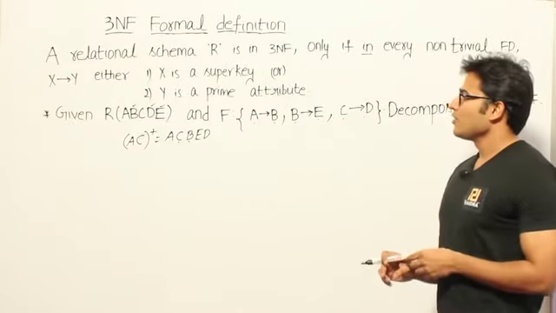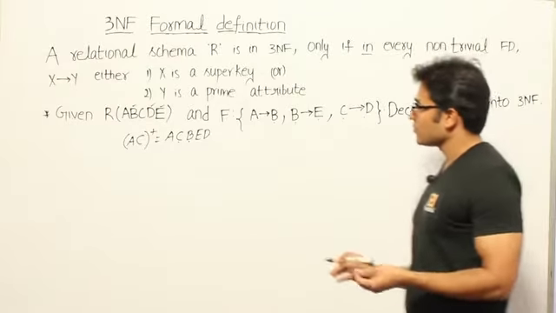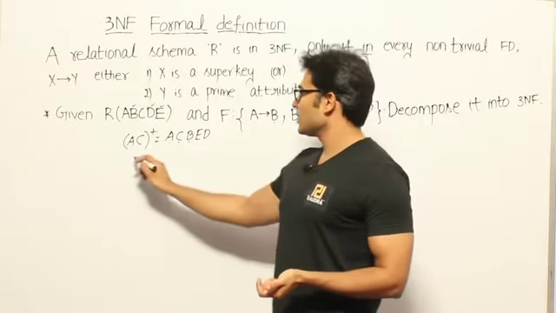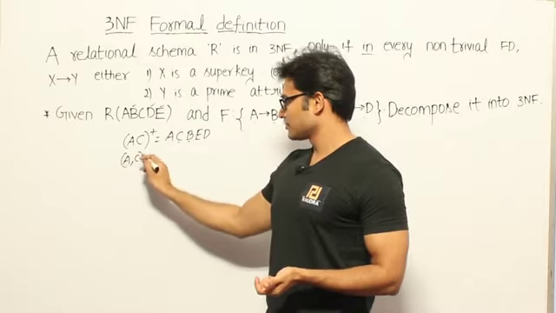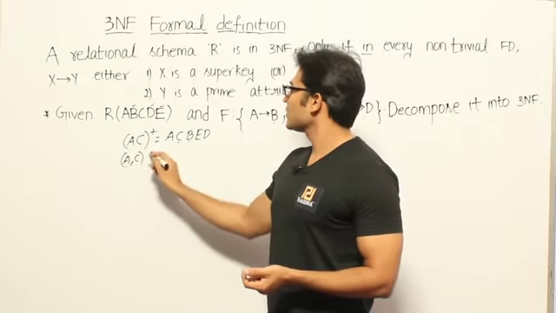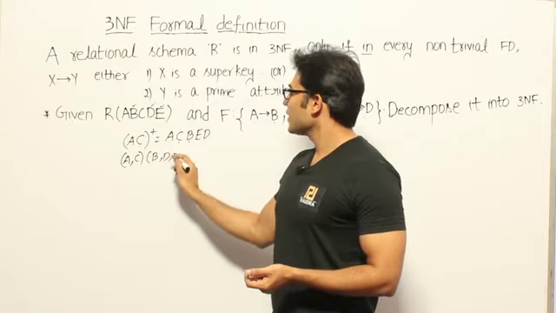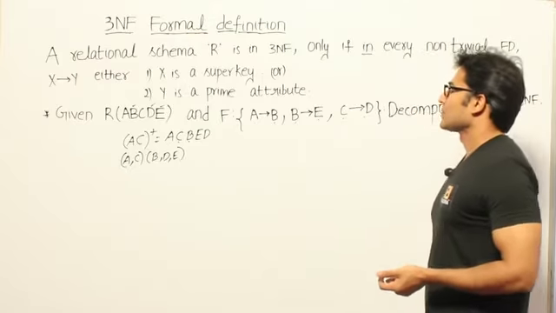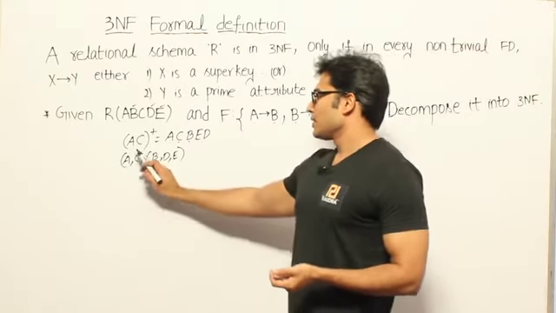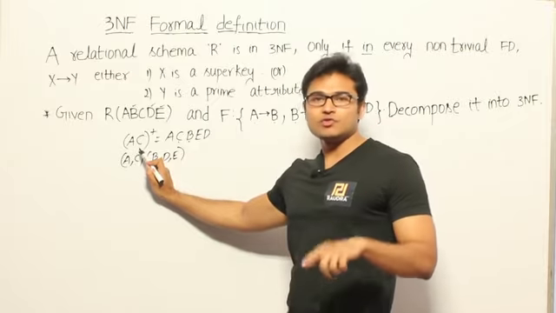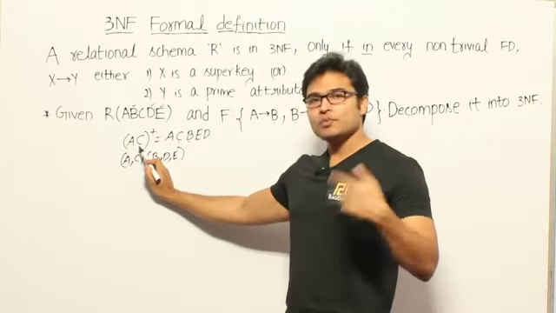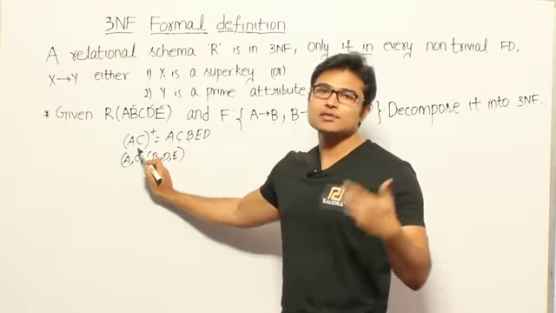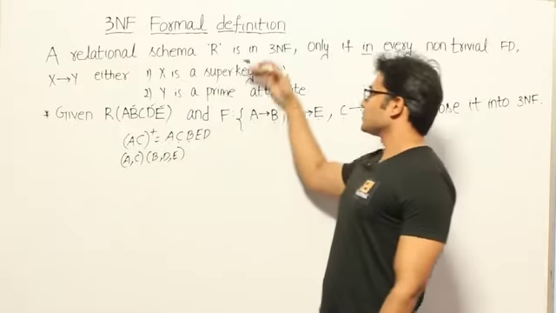Okay. Now based on this definition, we are supposed to find out the key attributes and the non-key attributes. So A and C will be key attributes, and all the remaining will be non-key attributes. What are the non-key attributes? B, D and E are the non-key attributes. Got it? And what is the super key? AC is the candidate key, therefore it is also a super key, and any superset of AC, which means ACB, ACD, ACE, anything containing AC, is a super key. Got it?